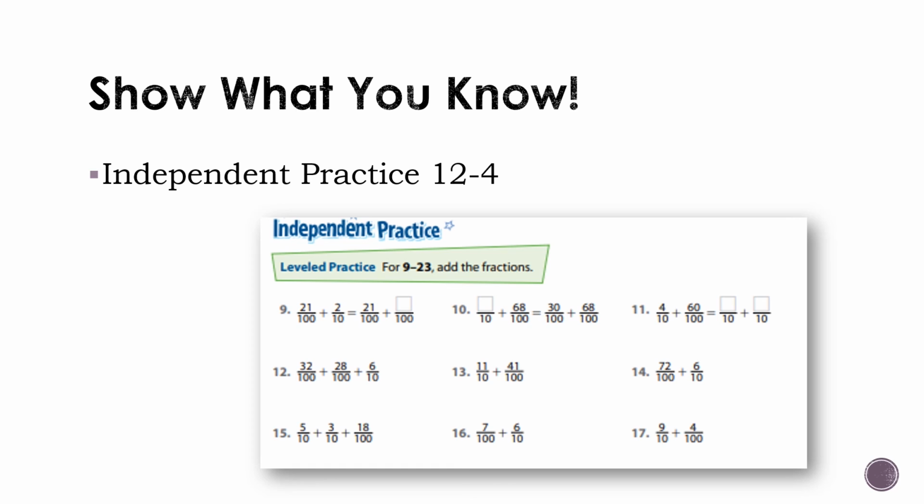Complete numbers 9 through 17 to be turned in. Feel free to finish the rest of the page as well as the math practices and problem solving for additional practice.